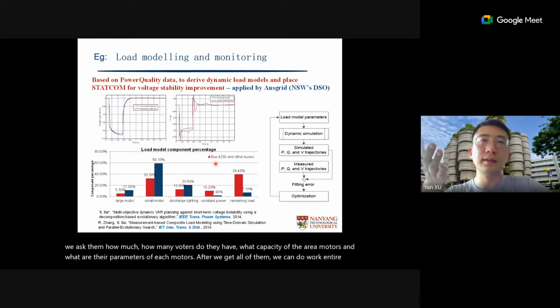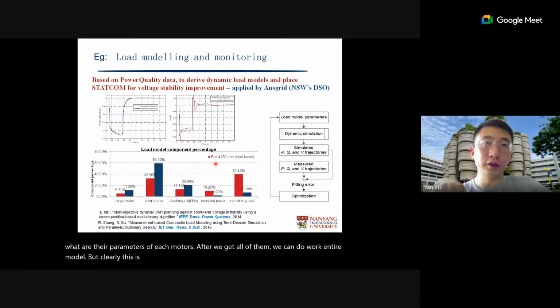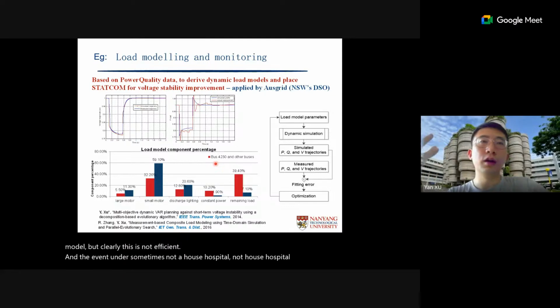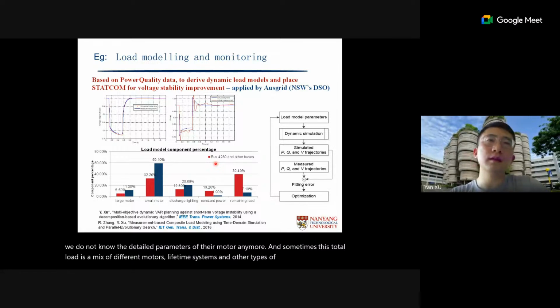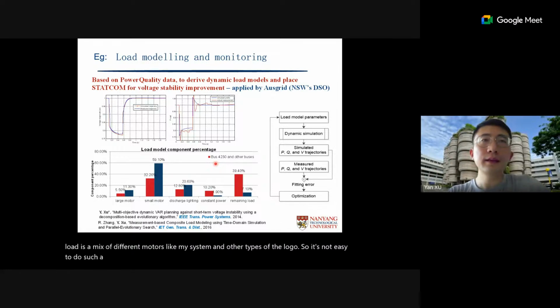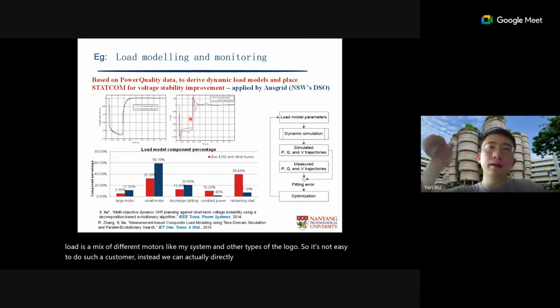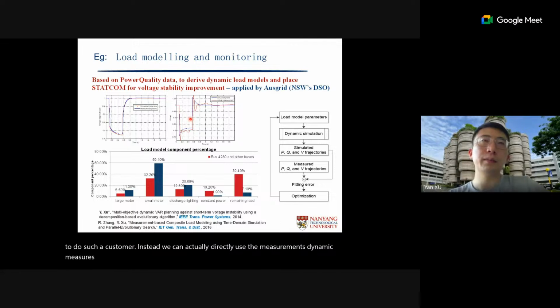But clearly, you can see this is not efficient, and sometimes not possible, because sometimes they do not know the detailed parameters of their motors anymore, and sometimes this total load is a mix of different motors, lighting systems, and other types of load. So it's not easy to do such a customer survey. Instead, we can actually directly use the measurements, dynamic measurements, to estimate the load parameters.